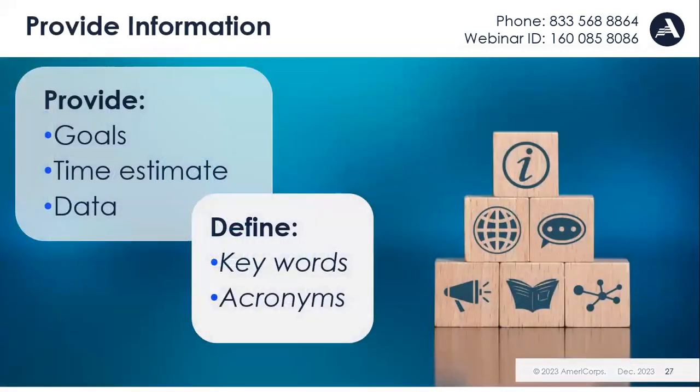So at the start of a survey, you're going to want to make sure to provide information about the goals of the survey, a time estimate for how long it will take to complete, and information about who will have access to the data and how it will be used. You'll also want to define any words that might be up to interpretation or keywords that they would need to understand, and spell out any acronyms. You can place this information at the top of the survey or weave it into the questions, whatever makes the most sense for you.